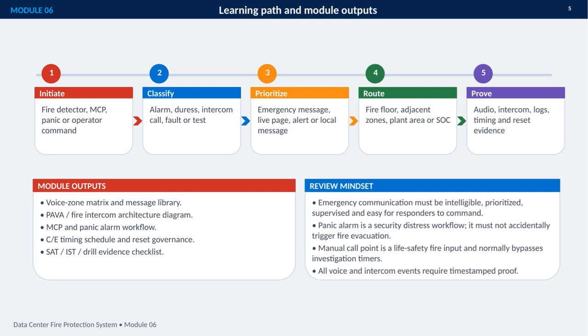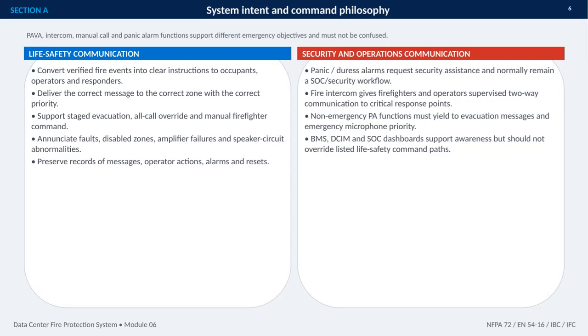A panic alarm must remain a security distress workflow, while a manual call point is a life safety input that normally bypasses investigation timers. Every voice and intercom event needs timestamped proof. This section establishes the system intent and command philosophy for life safety communication.